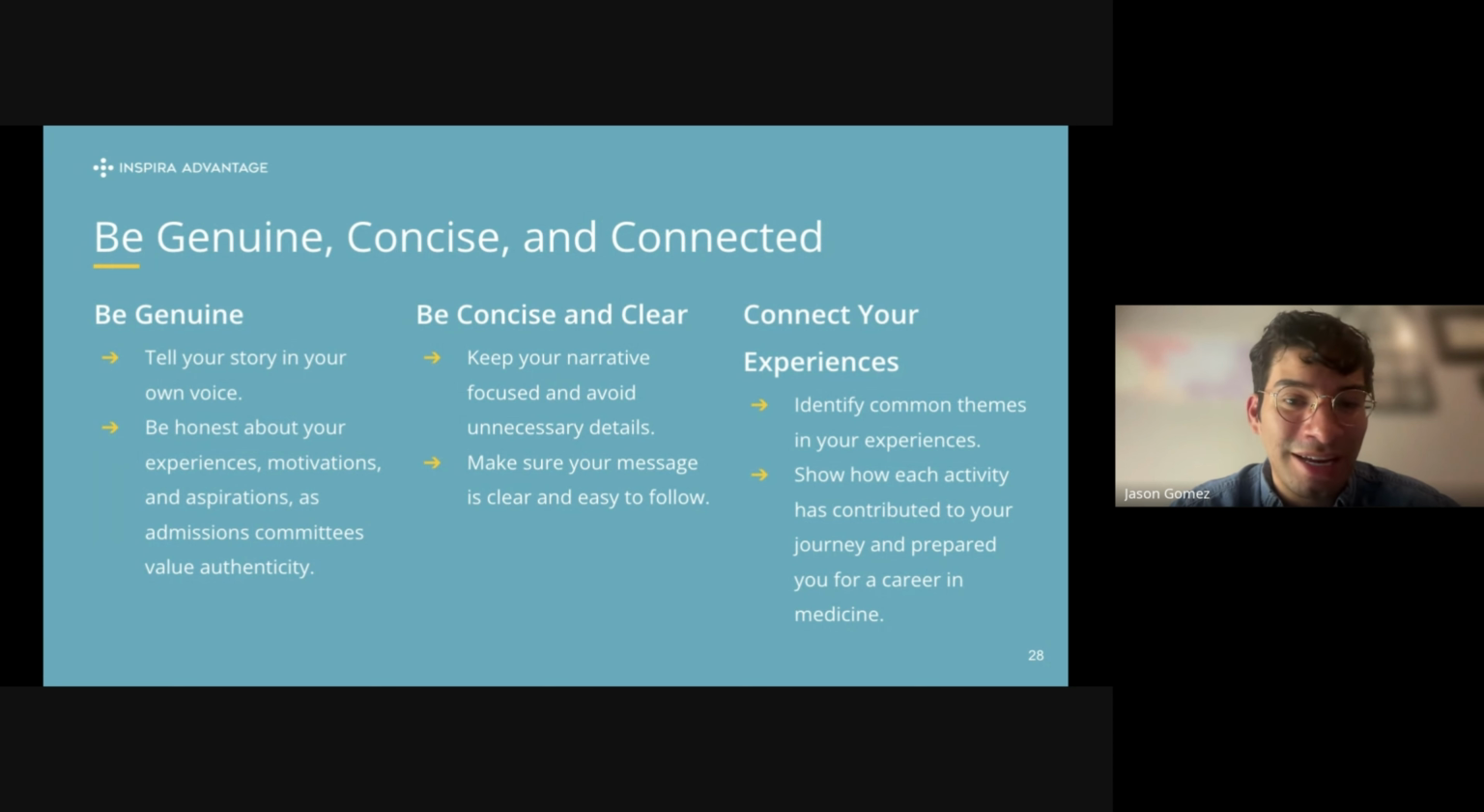And of course, the most important piece in creating a narrative is making sure that you're connecting your experiences. So what are the common themes in them, and showing the impact of each activity. How did it contribute to your pursuit of medicine as a career? Or alternatively, what did you learn from that experience that will make you a better physician or prepare you for the rigors and challenges of medical training and medical school?